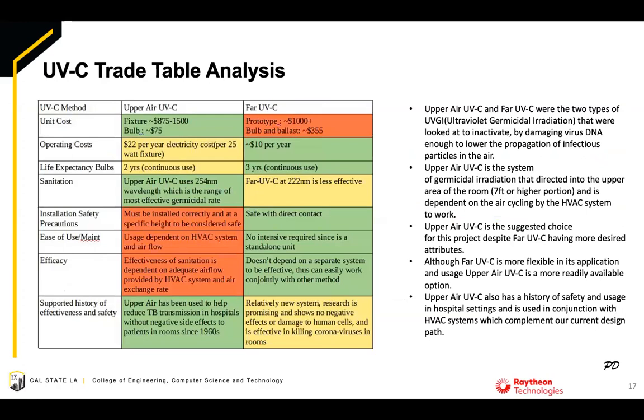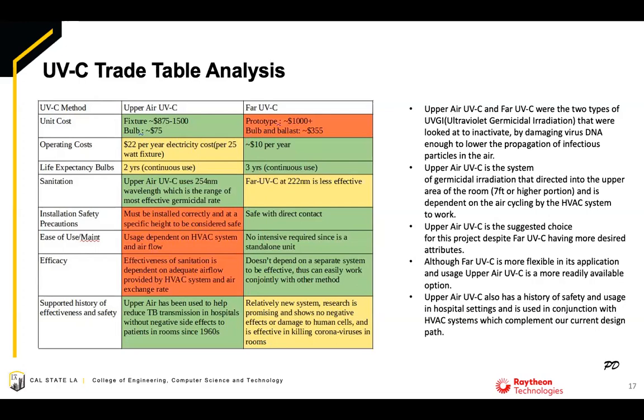Considering the effects of UV exposure, we performed a trade analysis on 2 different methods of ultraviolet germicidal irradiation: upper air UVC and far UVC. UVC is used to inactivate the virus by damaging its DNA to kill or prevent it from multiplying and causing infection. Upper air UVC is a method of UVGI, which is directed at the upper portion of the room and is dependent on air cycling by the room's HVAC system.